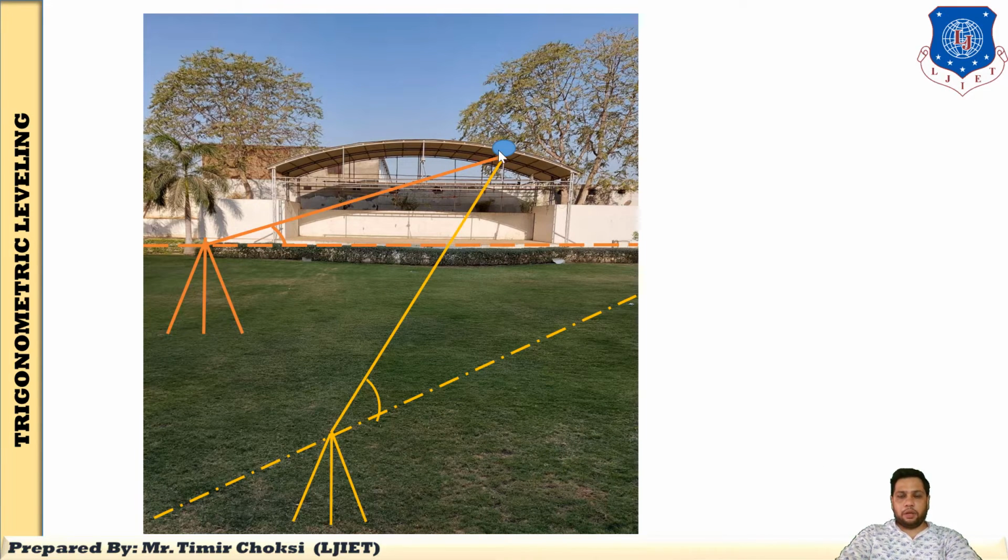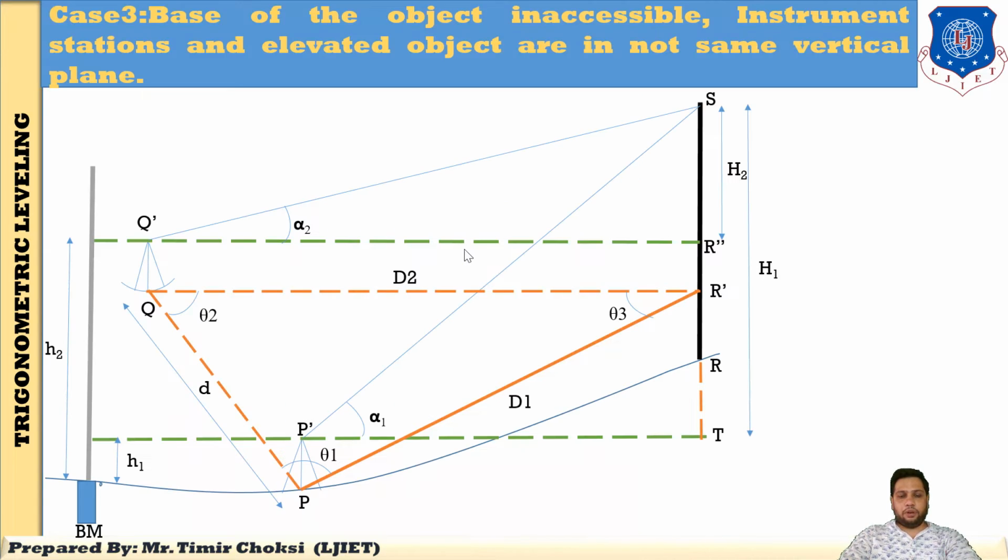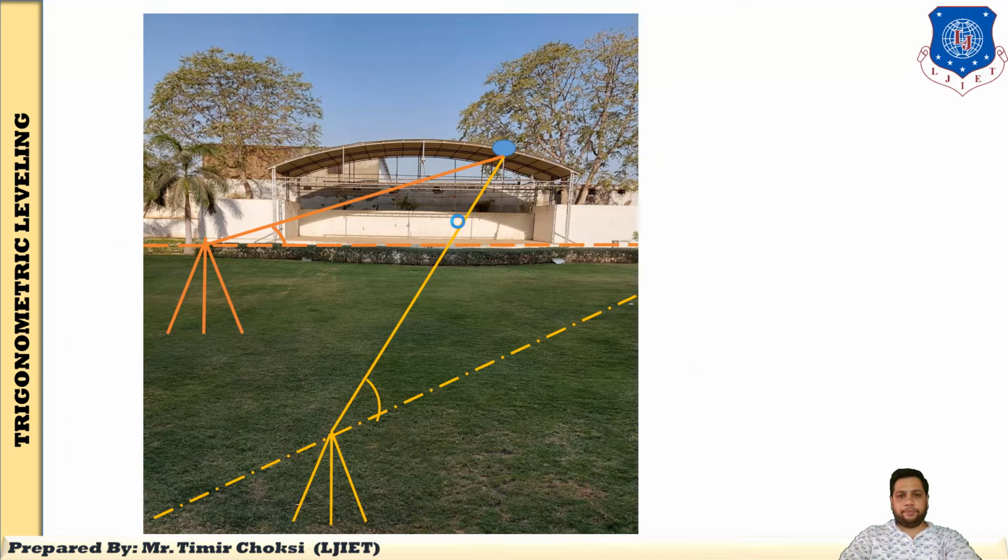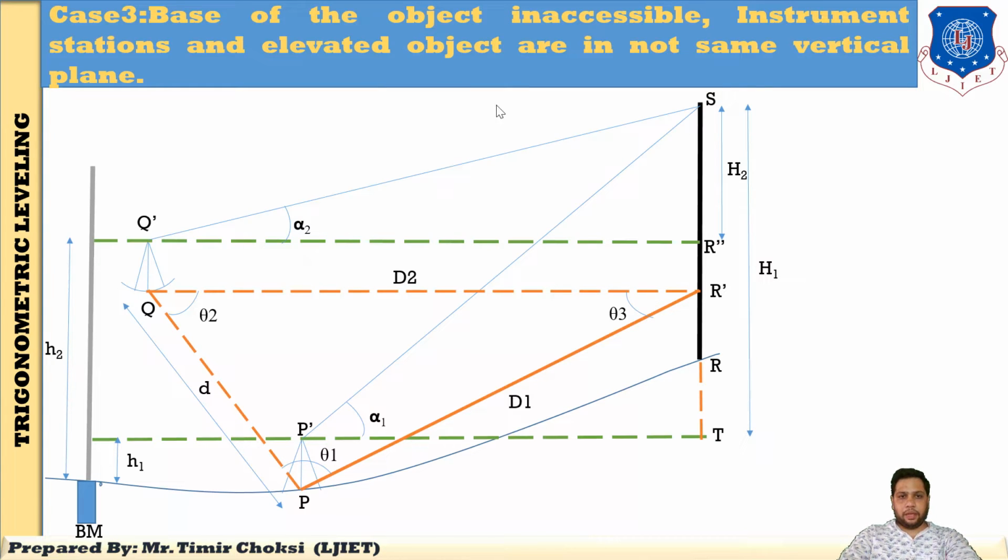This figure, depending upon the different type of field condition, shows case number 3. Two instruments are used for finding this particular object, and both instruments as well as the elevated object are not in the same vertical plane. So this is the figure of case number 3. Now I have drawn this figure in a particular way so you clearly understand. Here our case is base of the object inaccessible, instrument station and elevated object not in the same vertical plane.